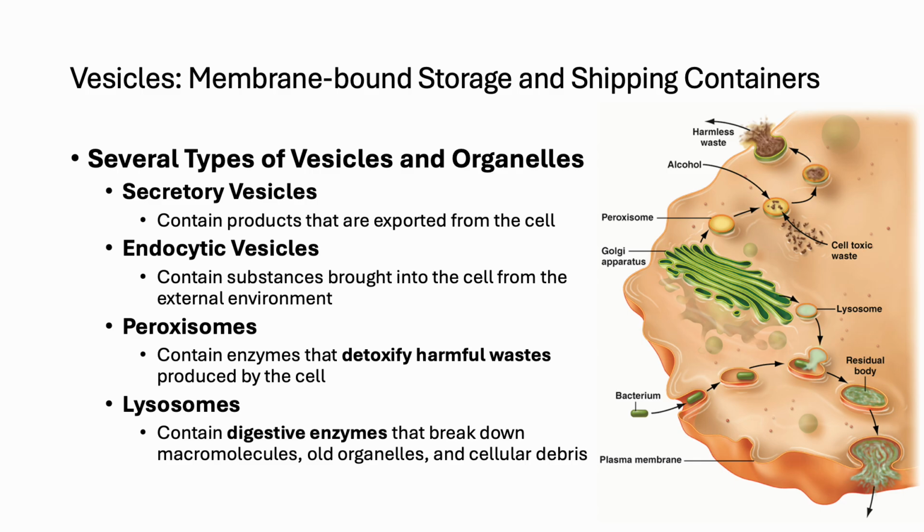Vesicles are small membrane-bound sacs that serve as storage and transport units within the cell. There are several specialized types. Secretory vesicles contain products that need to be exported, such as hormones or neurotransmitters, and release their contents through exocytosis. Endocytotic vesicles form when the plasma membrane engulfs substances from the external environment, allowing materials like nutrients or signaling molecules to enter the cell. Lysosomes contain digestive enzymes that break down old organelles, cellular debris, and macromolecules, essentially serving as the cell's recycling center. Peroxisomes contain enzymes that neutralize toxins and break down harmful byproducts of metabolism.